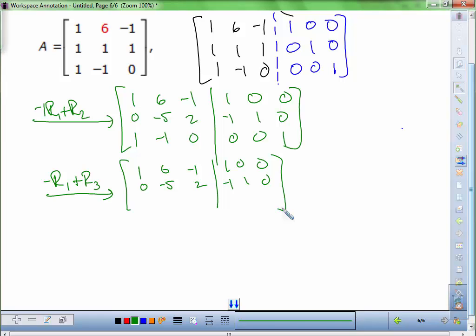Oh, I didn't need to do it one by one. So negative 1 times 6 is negative 6, minus 1 is negative 7, negative 1 times negative 1 is positive 1, plus 0, negative 1, 0 and 1. So I probably should multiply the second row by negative 1/5. Would that be the good next step?